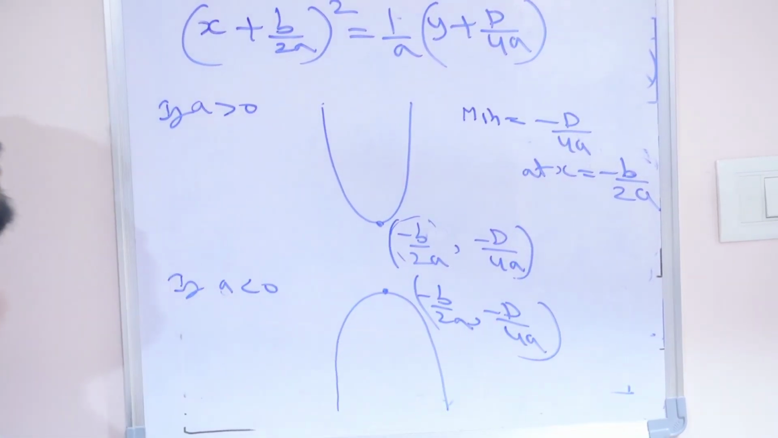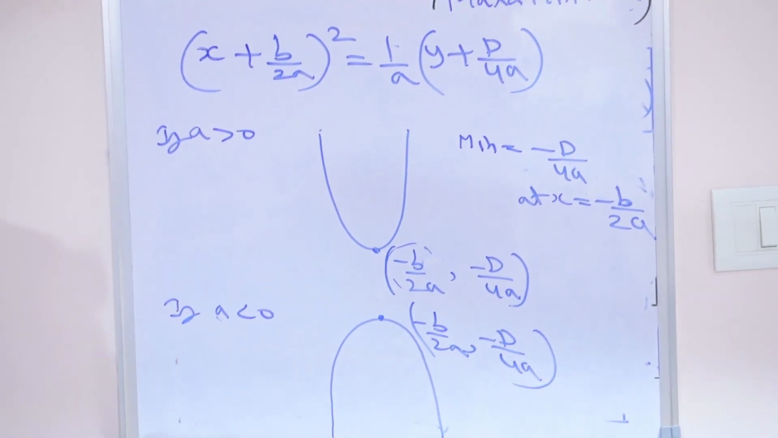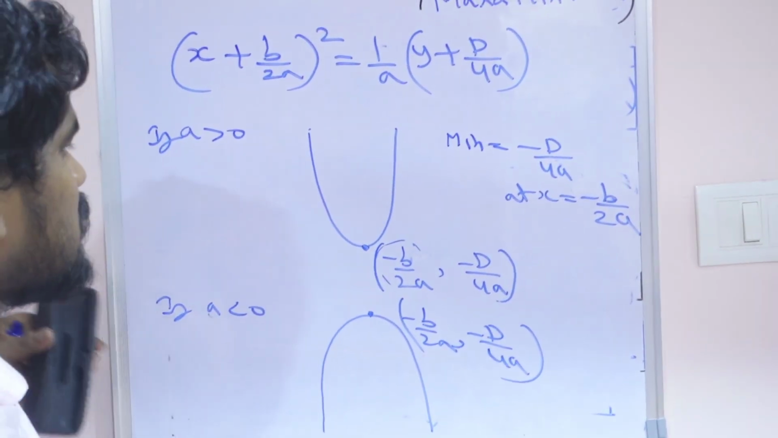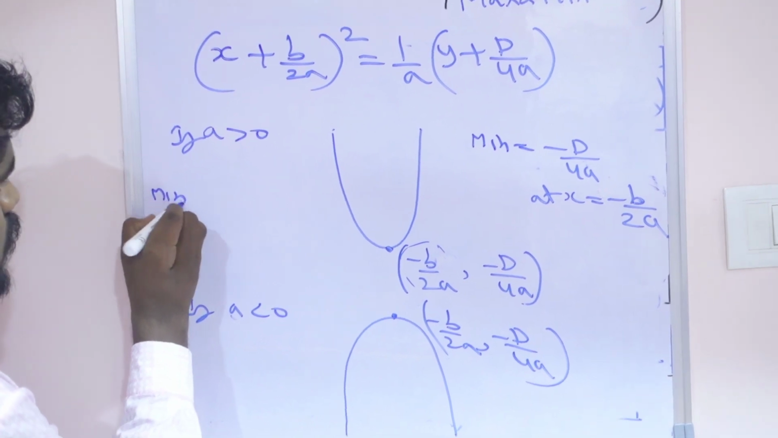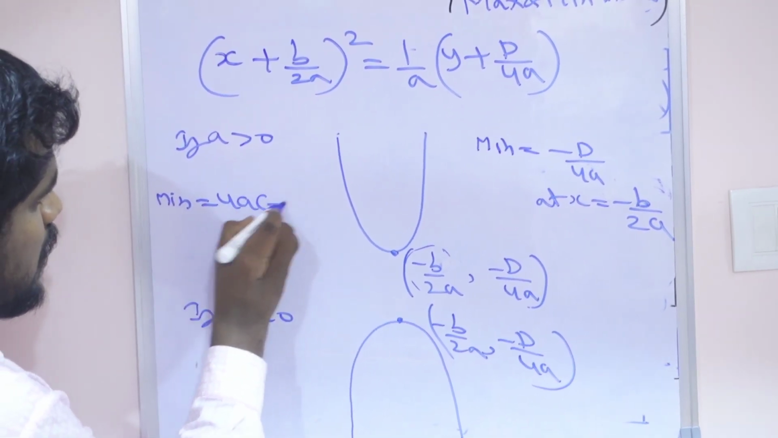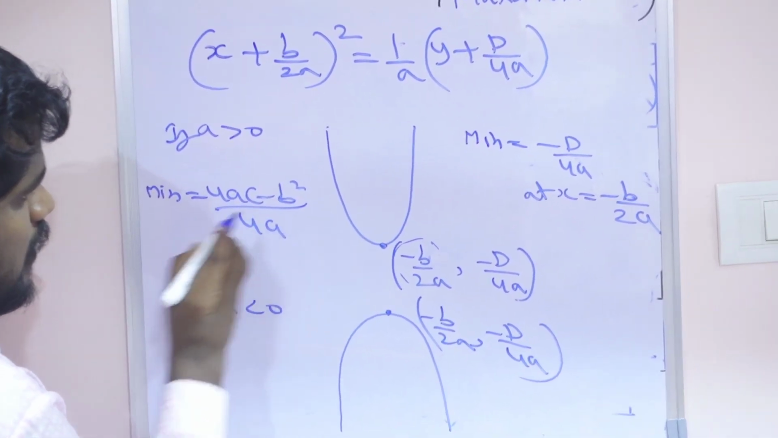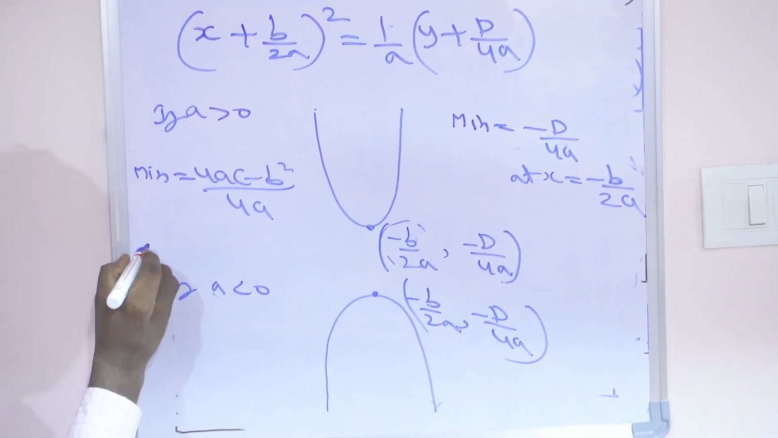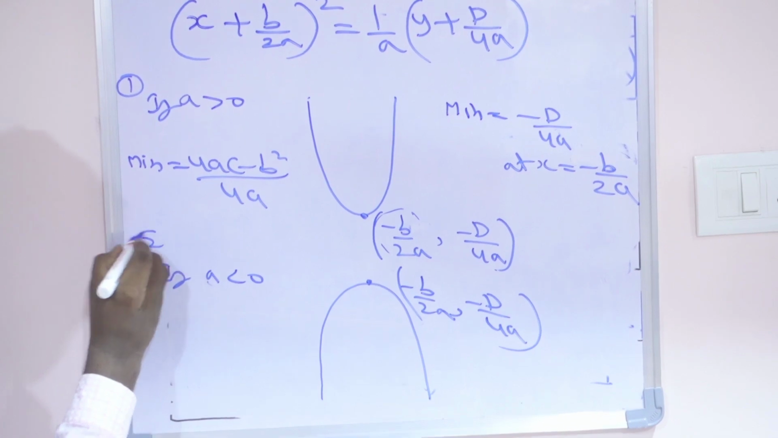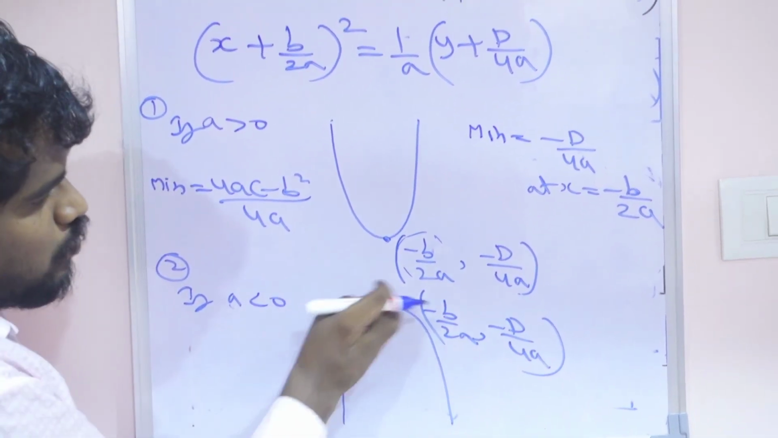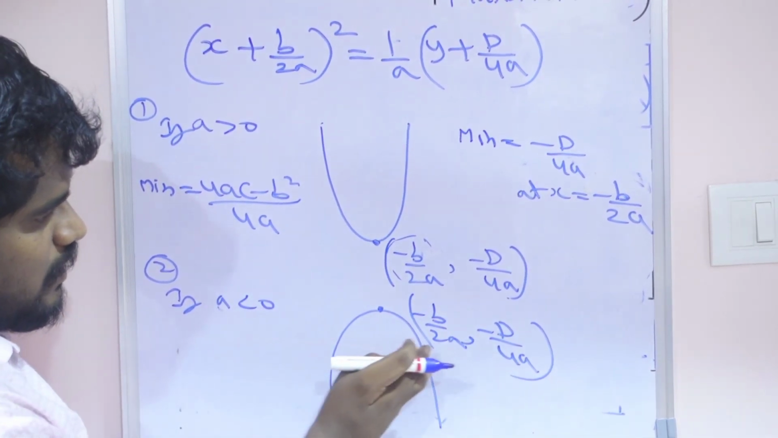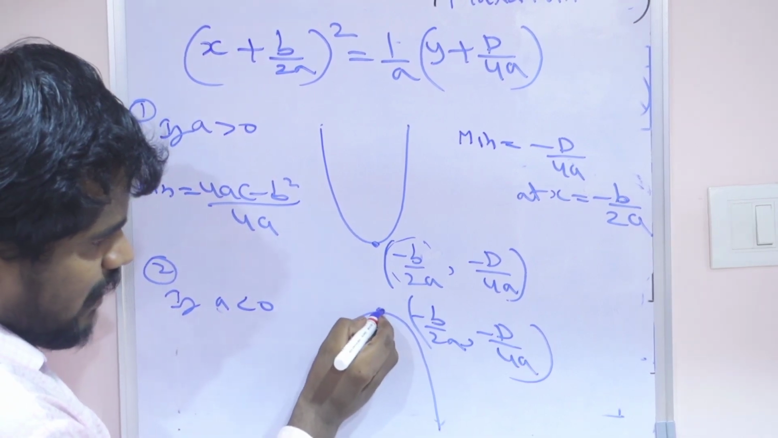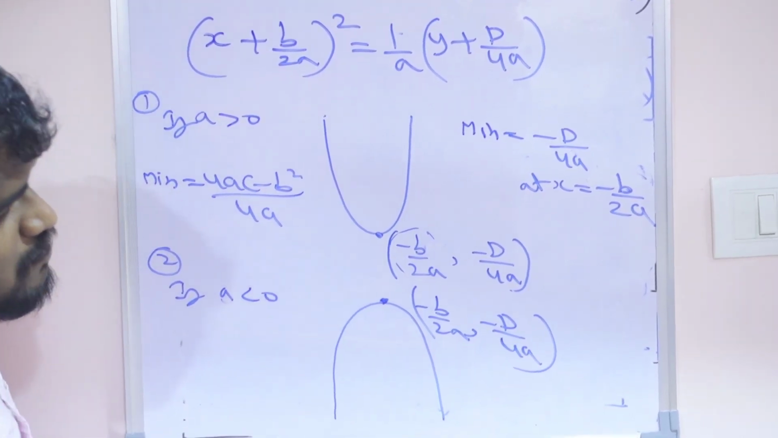So d means what? b square minus 4ac, so minus d is 4ac minus b square. Then we get 4ac minus b square by 4a. So the minimum value is 4ac minus b square by 4a, and the maximum value is infinity. This is the first case and this is the second case. A less than 0 means it opens downwards, and we have a maximum value. So the minimum value is infinity.